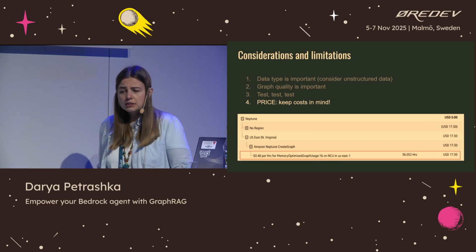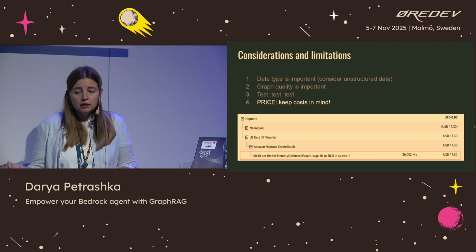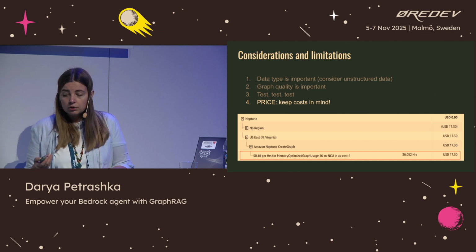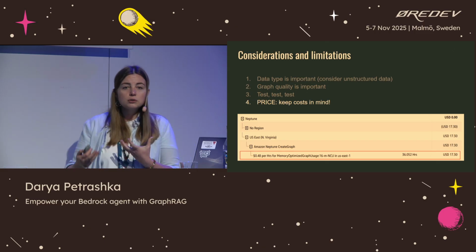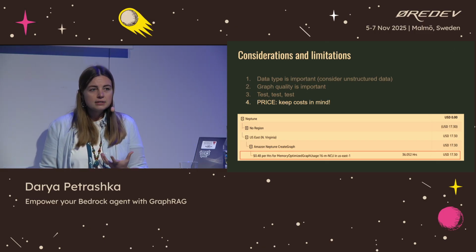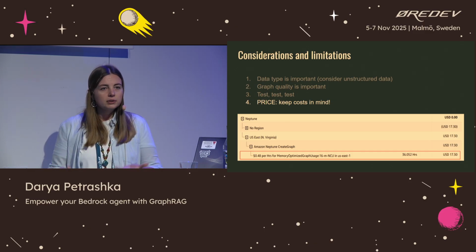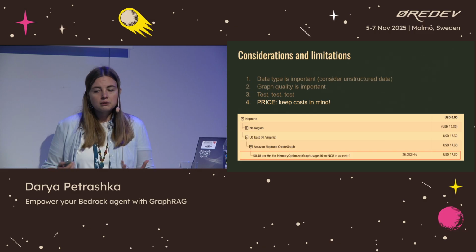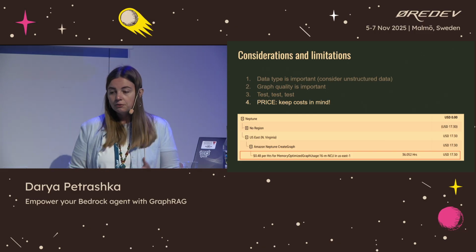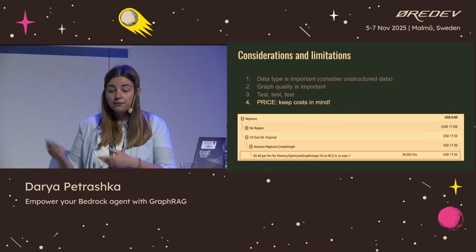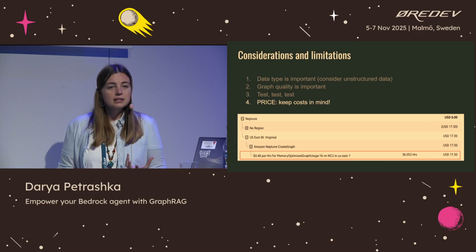And finally, prices. If we are talking about Neptune Analytics, it's like $50 per hour for US East 1. In order to use this system, you cannot just pause it. You need to keep it up and running. So I would say it's a good point to keep in mind whether you can spend that. And this is the minimum amount, the basic example.